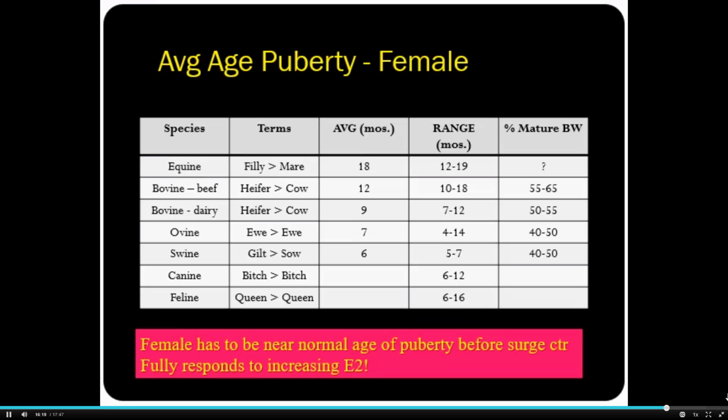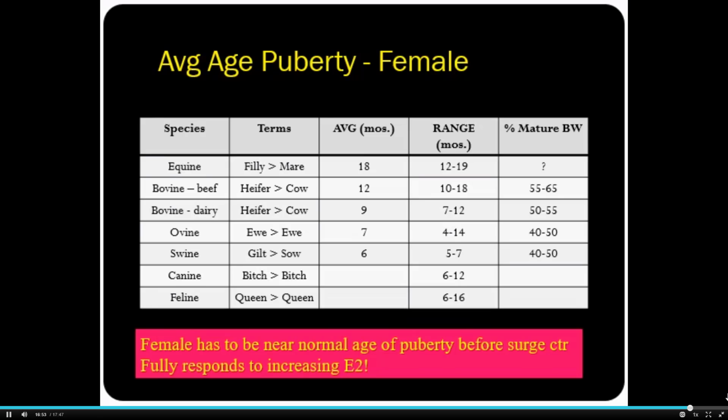One of the things is I do not expect you to know every pubertal age, range, and mature weight for every species. What I would like you to do, though, is pick a particular species. If you're a beef person, know everything there is to know about heifers and cows. If you're an equine person, know everything there is to know about fillies and mares, swine and so forth, gilt to sow. Know the age of puberty, be familiar with the range in months, and then really think about what the mature body weight is that we would expect at puberty.